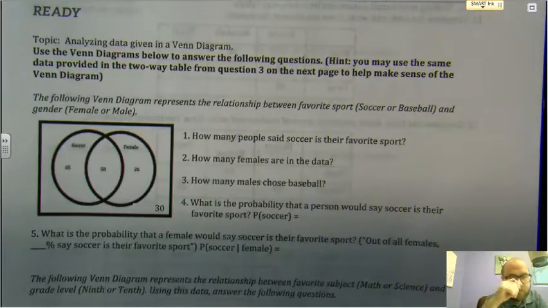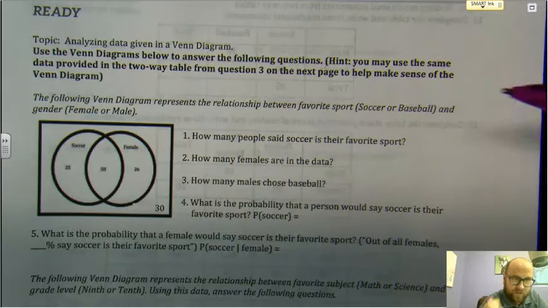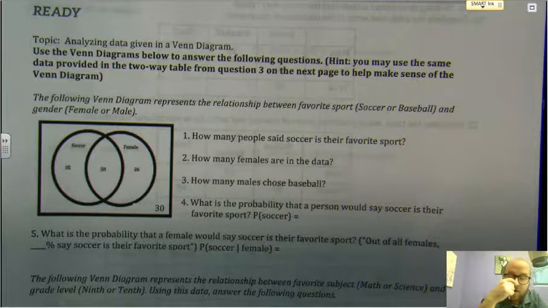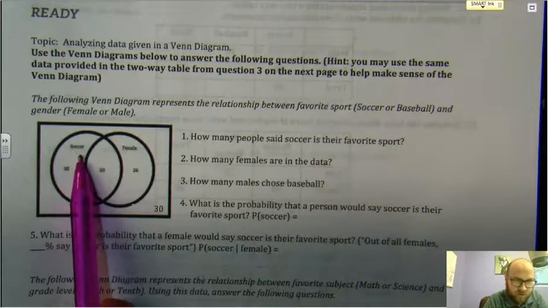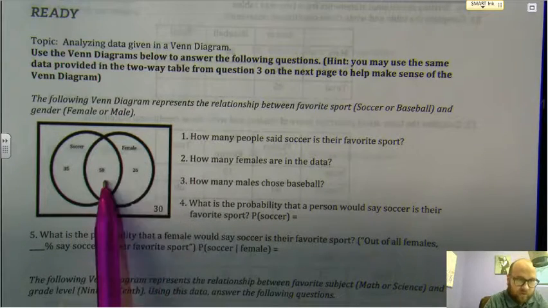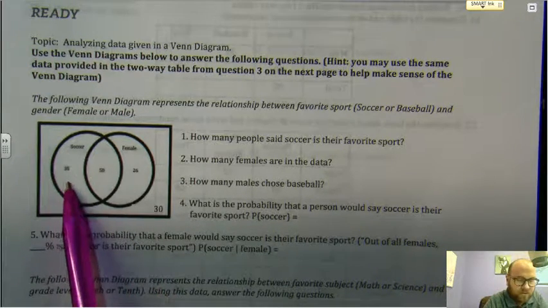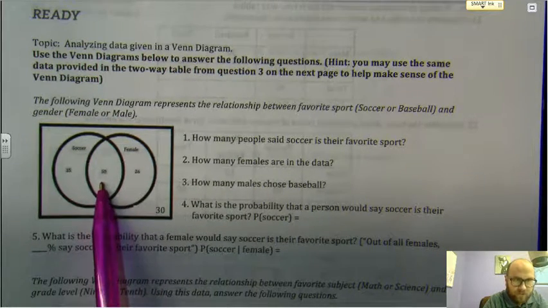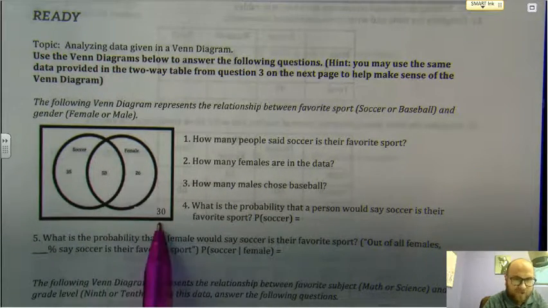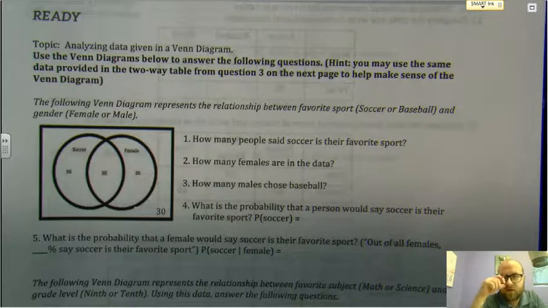Alright, the very first section is going to be analyzing data given in a Venn diagram. We're going to be given a couple of different Venn diagrams and we have to look at the information in them to see what's going on with the questions asked. This very first one has two categories: soccer and female. We have 4 numbers: soccer exclusively, females exclusively, both soccer and females, and neither. Using this information, we need to be able to answer the following questions.